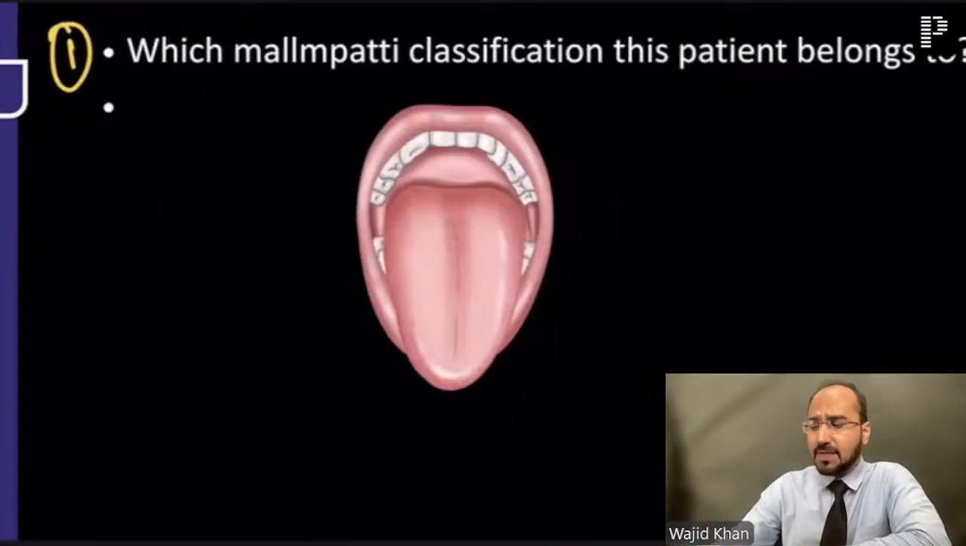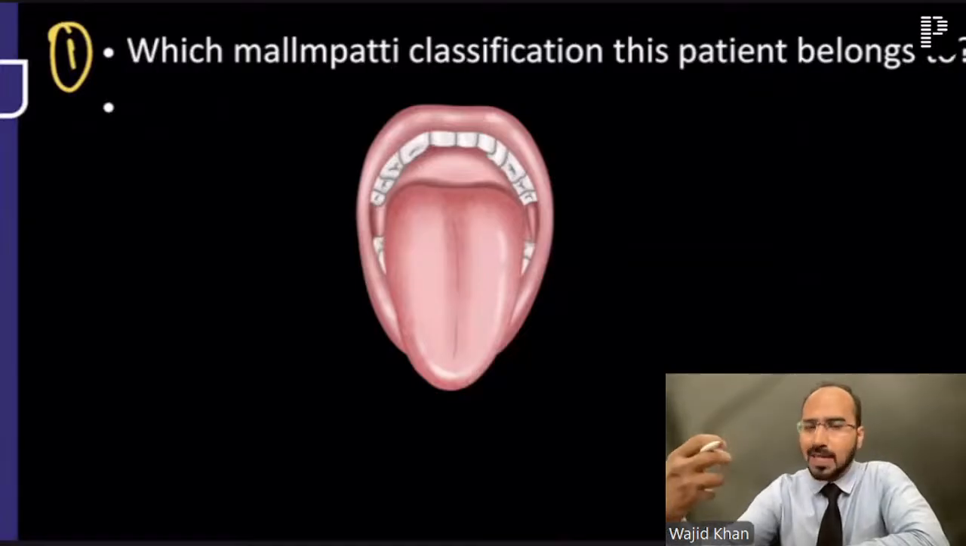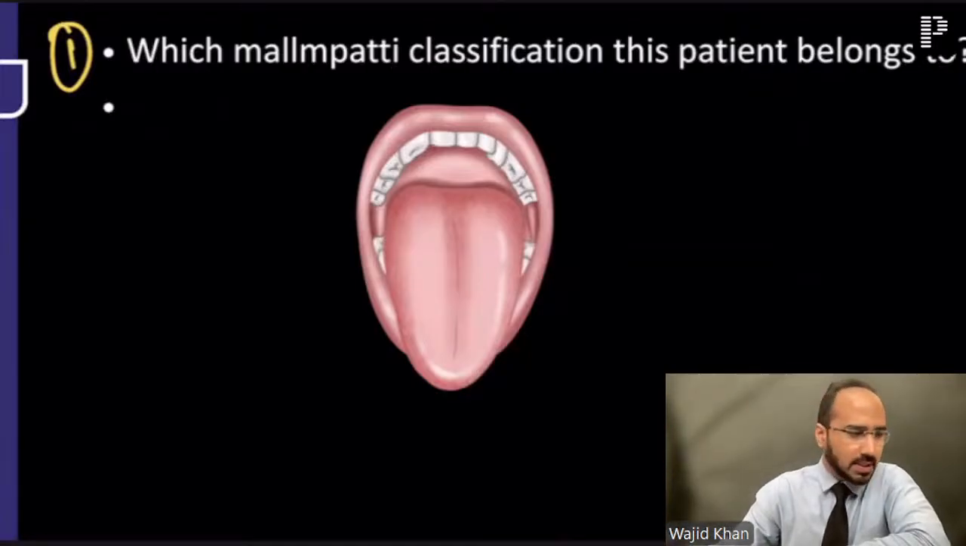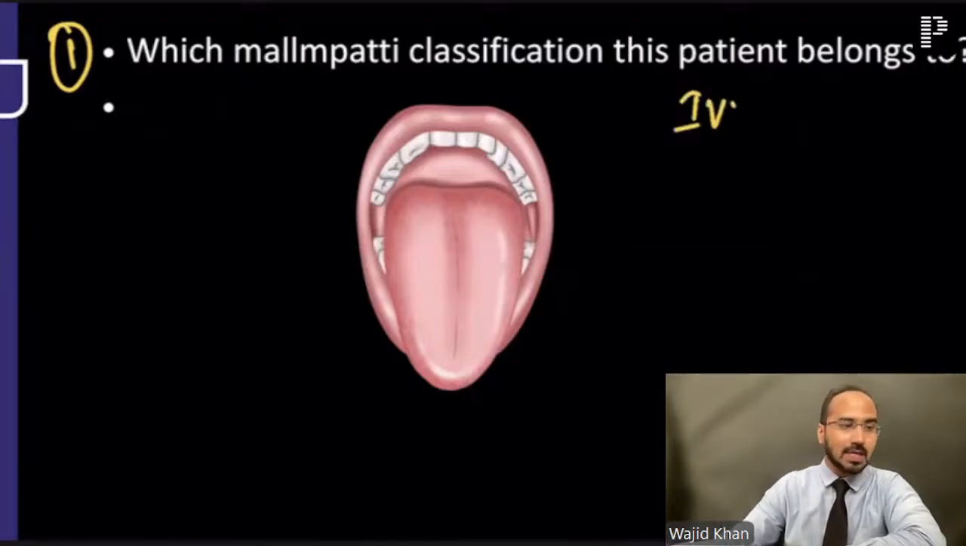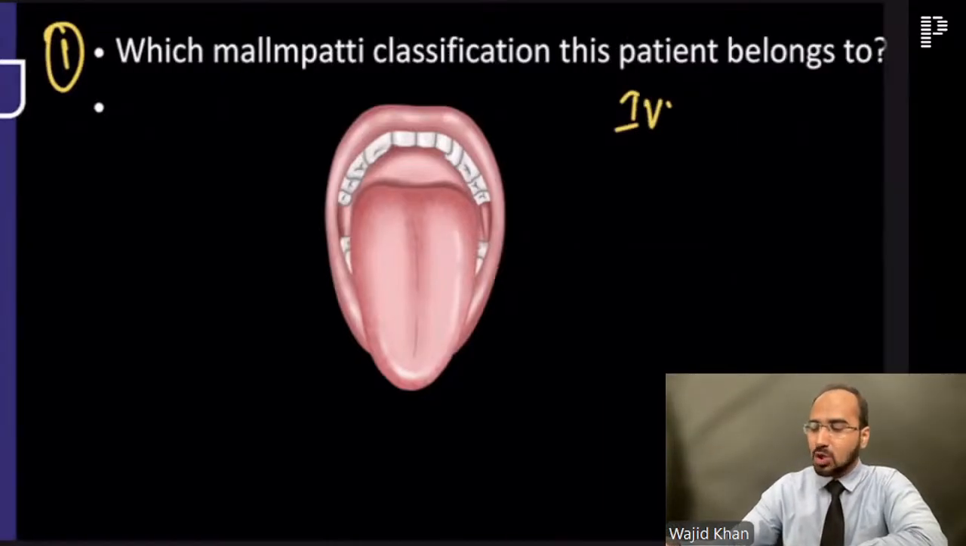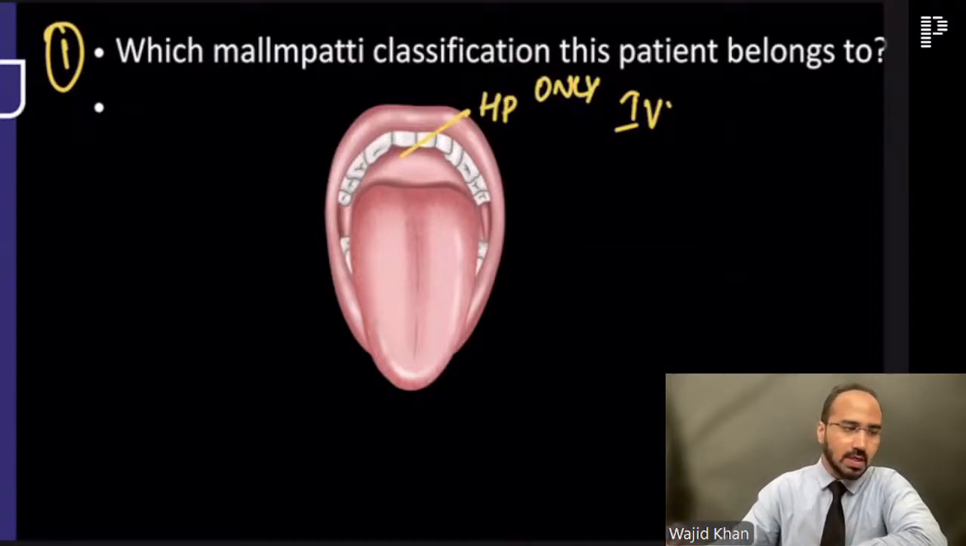Which Mallampati classification does this patient belong to? The patient came to your clinic and is opening his mouth. You are able to see this picture. Remember, Mallampati classification plays an important role in airway assessment. Very good. This patient belongs to class 4 Mallampati. How can we say it is class 4? Remember, guys, when he's opening his mouth, I am able to see only the hard palate. Only hard palate is visible. That is class 4.